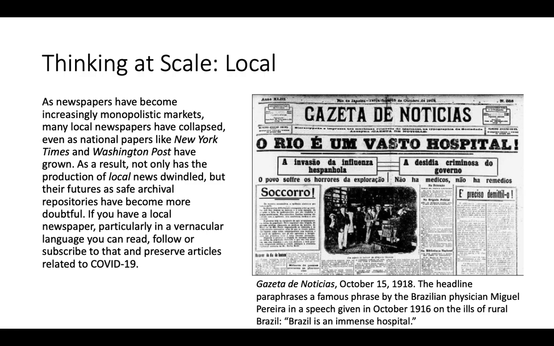As a result, not only has the production of local news dwindled, but their futures as safe archival repositories have become more doubtful. If you have a local newspaper, particularly in a vernacular language you can read, consider subscribing to it and preserve articles related to COVID-19. Subscribing to a local newspaper is also a good way to support a local business that might have trouble surviving a crisis of this magnitude.